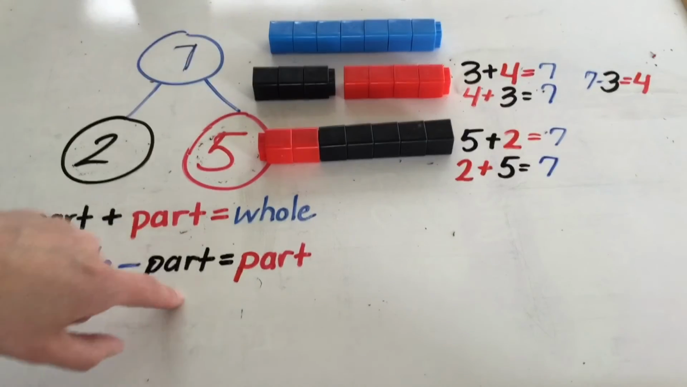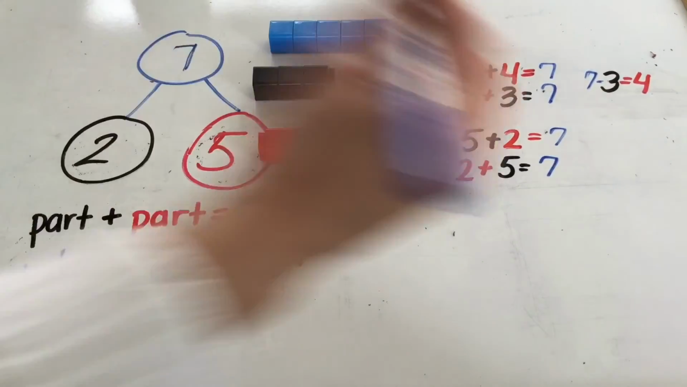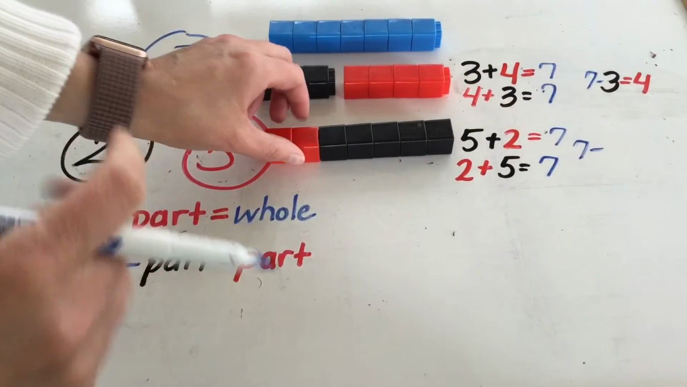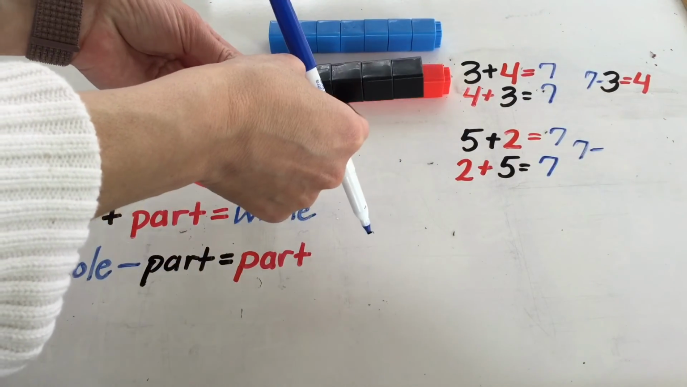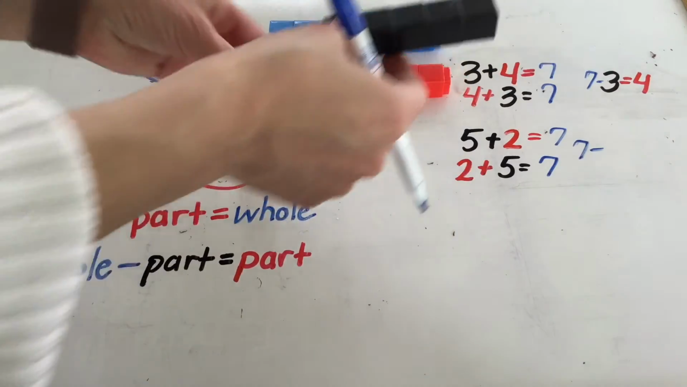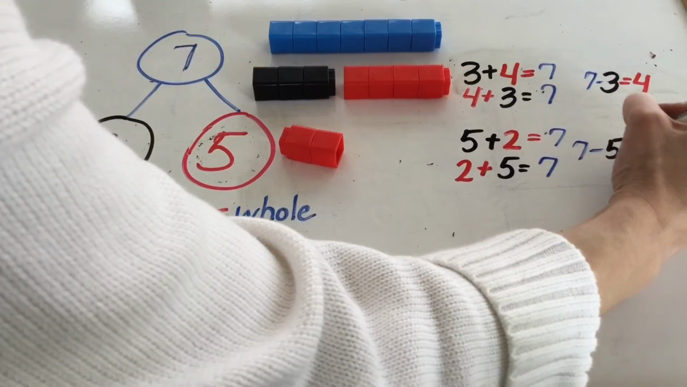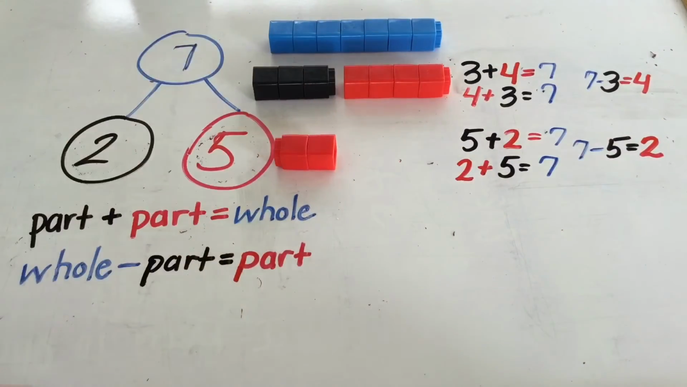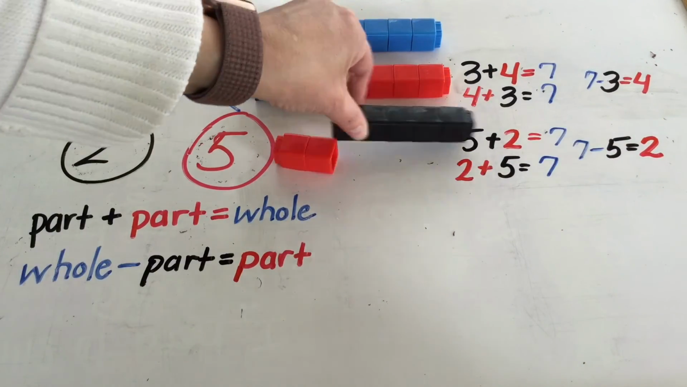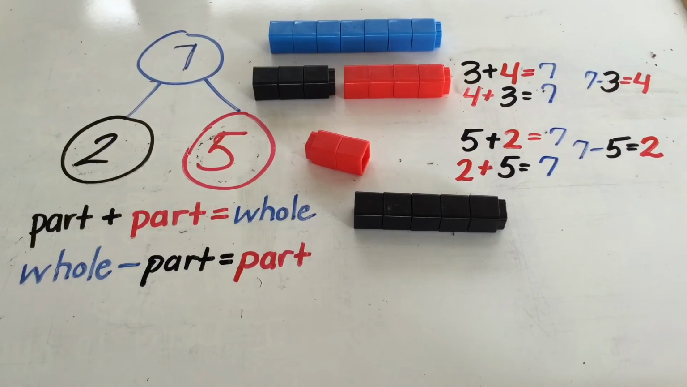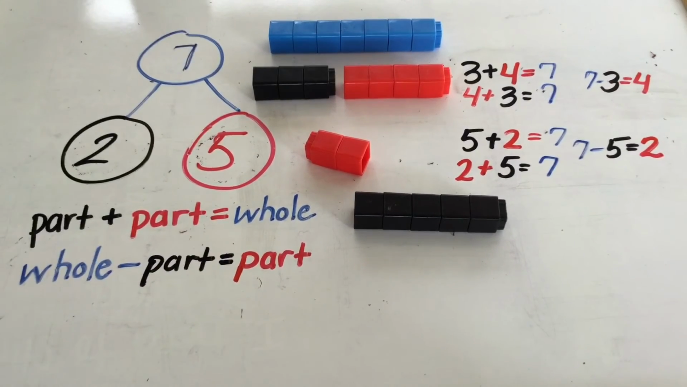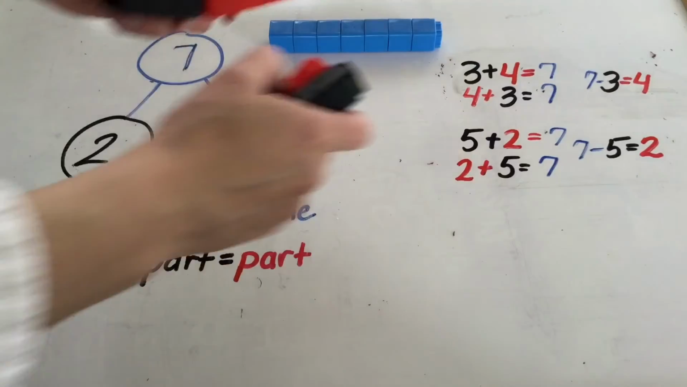So let's look at the subtraction sentence, whole minus part equals part, with 2, 5, and 7. Remember, 7 was my whole. I can take away 5. And my remaining part is 2. Pause this video and see if you can come up with the other subtraction sentence that goes with 2, 5, and 7.